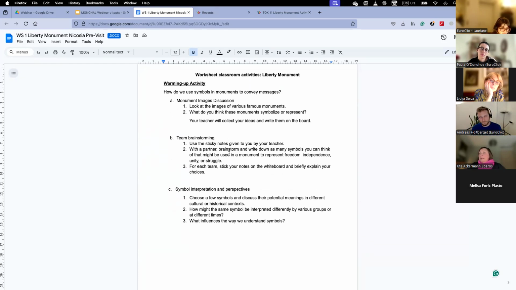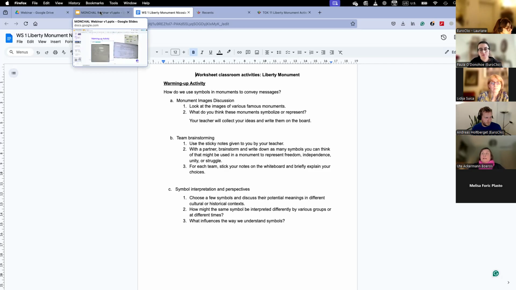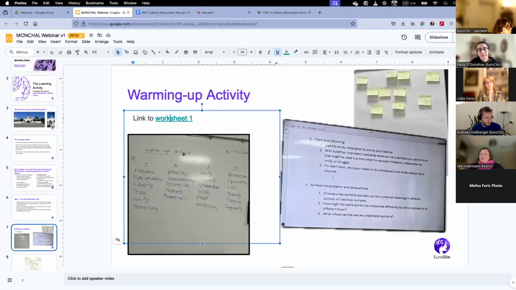Then we used sticky notes, where students were asked to write down as many symbols as they could think of that monuments can include. And then we looked at a few symbols and discussed their potential meanings in different cultural or historical contexts, because of course, symbols can mean different things in different cultural contexts or societies.